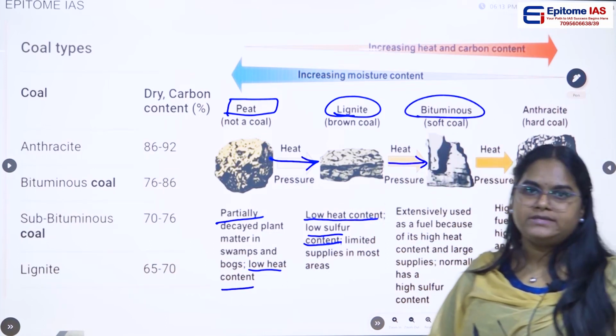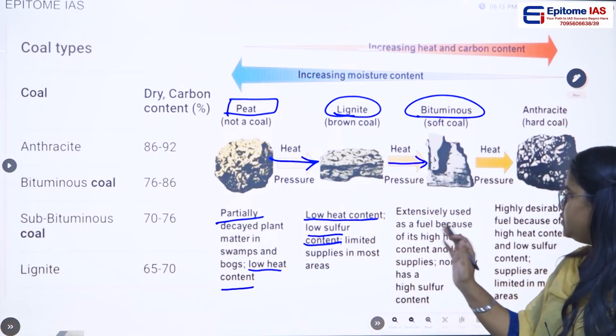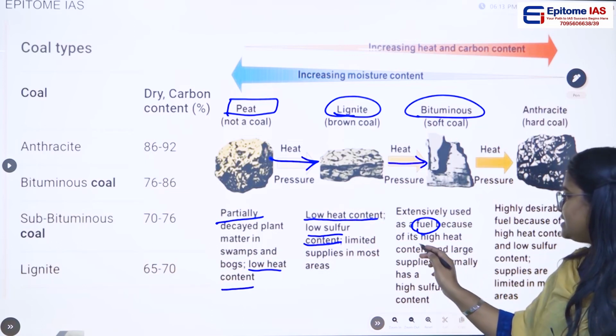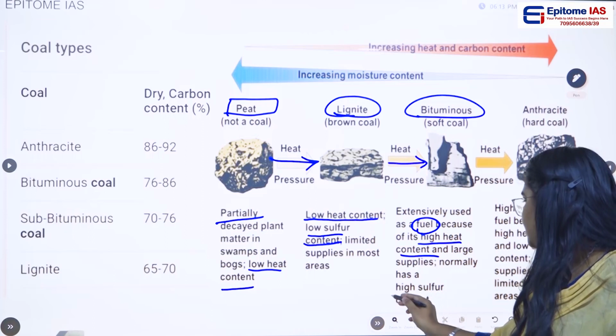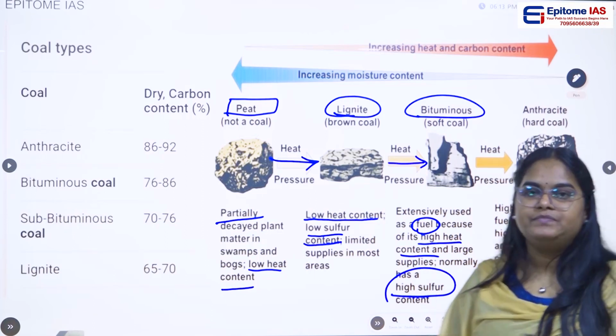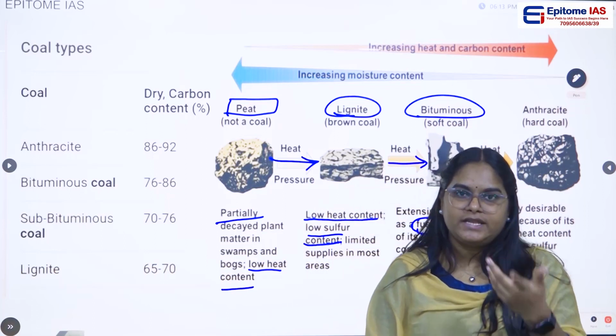Then after going through some more heat and pressure, this lignite is converted into bituminous, also called soft coal. This bituminous is extensively used as a fuel because it has high heat content. But what is the issue with bituminous? It has high sulfur content. You have to remember this also. The bituminous contains high sulfur content. So that is the issue.